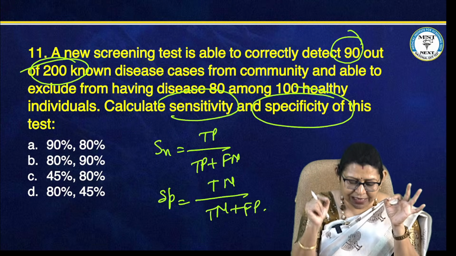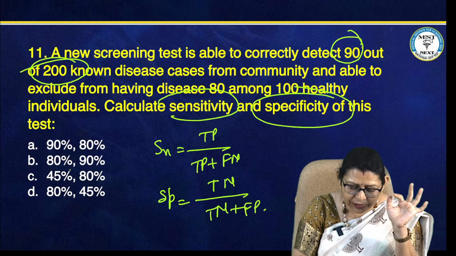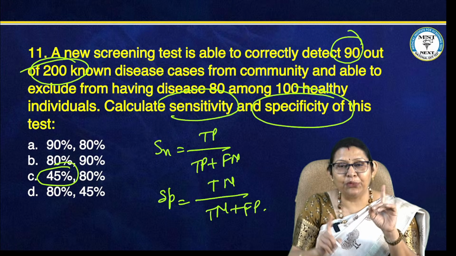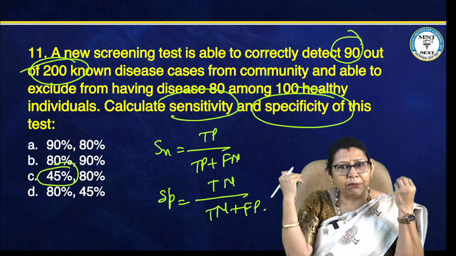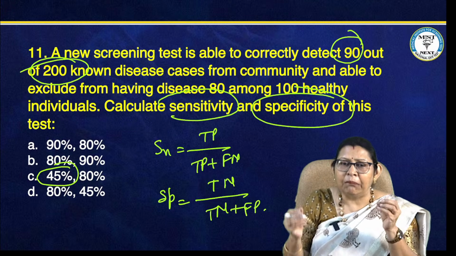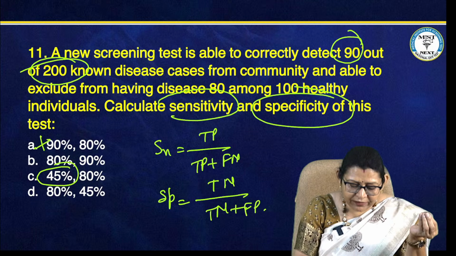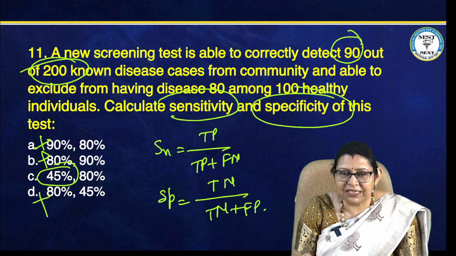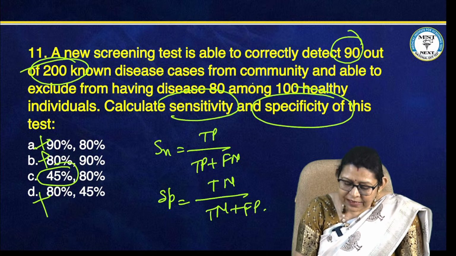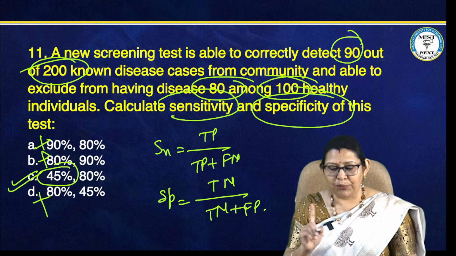45. This is the catch here. So your sensitivity will be, first they are asking sensitivity, so it is 45%. Only one option has this. Even if I don't calculate the specificity, my answer is correct because it is a method of exclusion, when only one choice is for 45%. Obviously my specificity will be 80% because it is able to exclude 80 among the 100 healthy individuals. So my correct answer is option C.